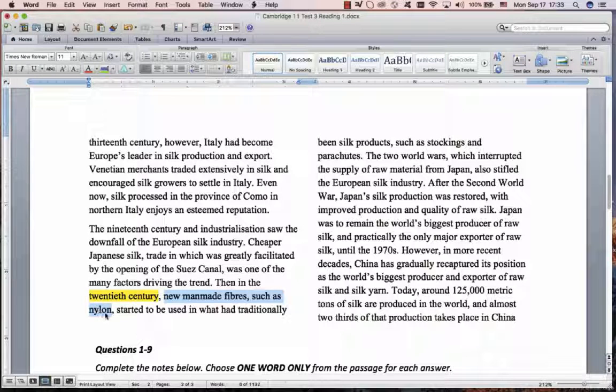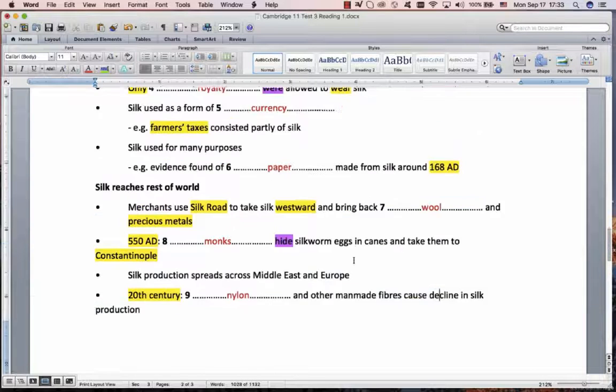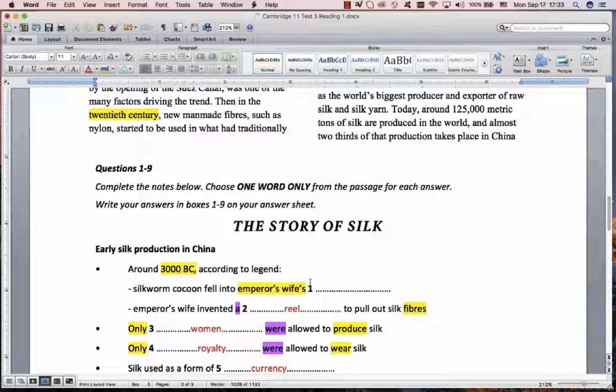So another way of saying this is that nylon and other fibers were used, and that led to a decline in production. It was quite tricky because decline wasn't there, but I've actually found most of my students can get that one. It was possible there to get stuck looking for this decline. Right, then we just go back to this one.